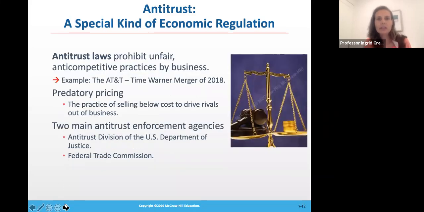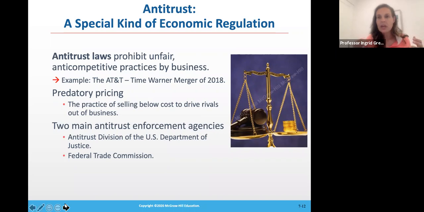Here we talk about antitrust. This is a special kind of economic regulation, and it has its own slide because it is such a big issue. Here it says antitrust laws prohibit unfair, anti-competitive practices by businesses. The really great example they speak about in the book is the AT&T Time Warner merger of 2018. This was a hot topic: these two technology companies wanted to become one, and then it was blocked, right? Because the federal government said it would really stop competition. They would have too much of a monopoly.